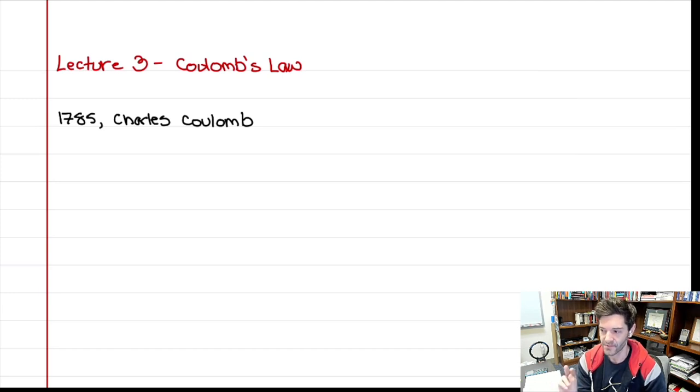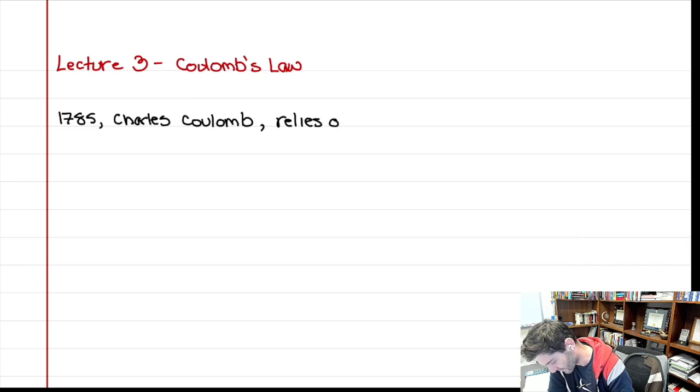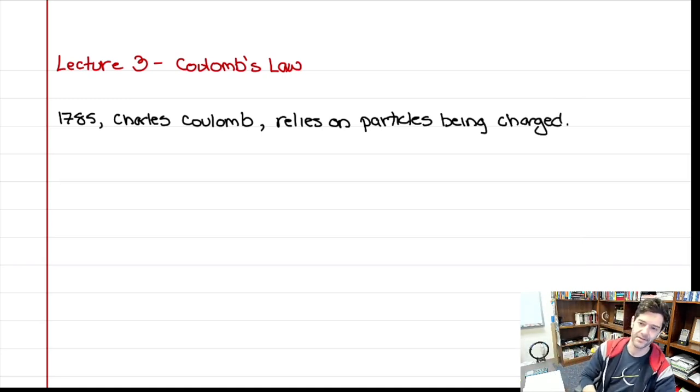you have two objects that have some sort of net charge. They can then interact with one another. So this relies on particles being charged. Or again, as we talked about in that previous video, if there's some sort of net charge, it's a net overall positive charge or a net overall negative charge.